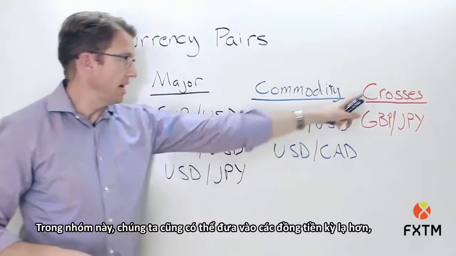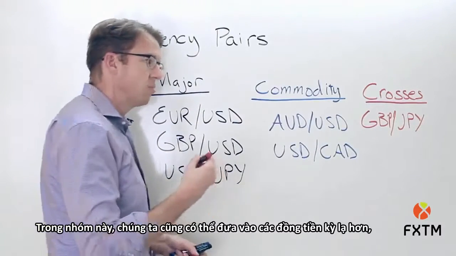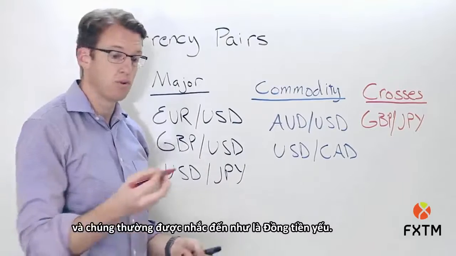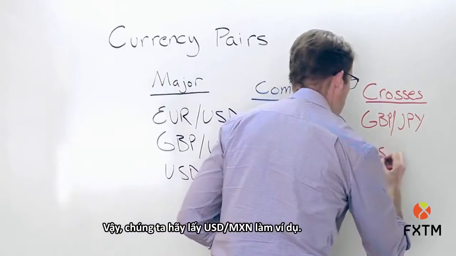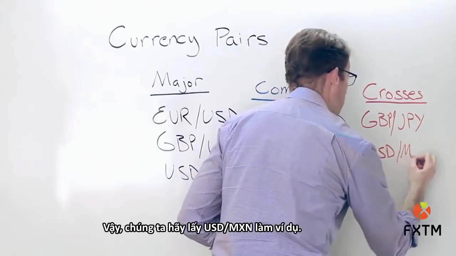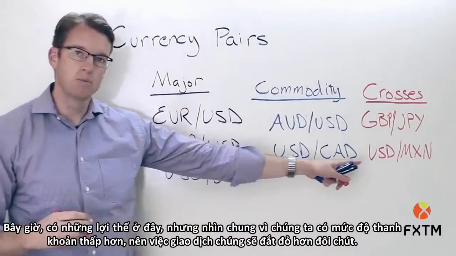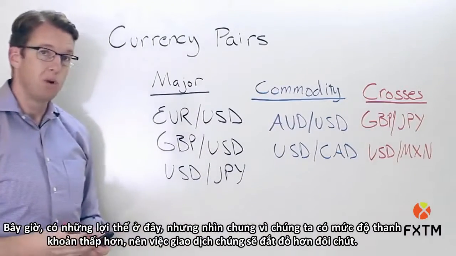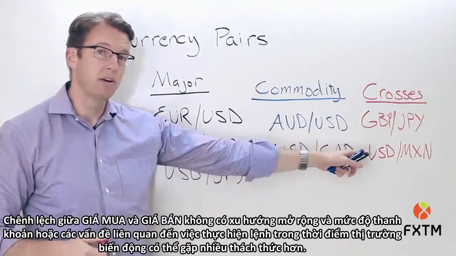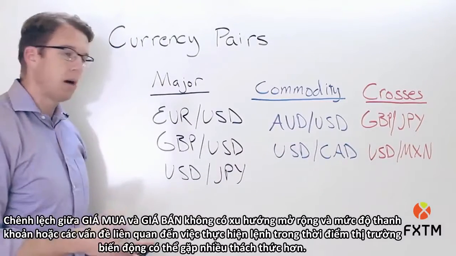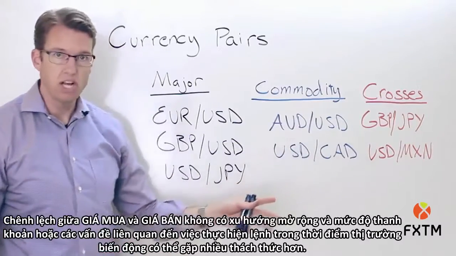In this category, we might also throw currencies that are more exotic, and in fact, they're oftentimes referred to as exotics. Let's take, for example, the dollar to the Mexican peso. There are advantages here, but because we have less liquidity, they will generally be a little bit more expensive to trade. The difference between the bid and the ask does tend to be wider, and illiquidity or problems getting an order filled during market volatility could be more challenging.